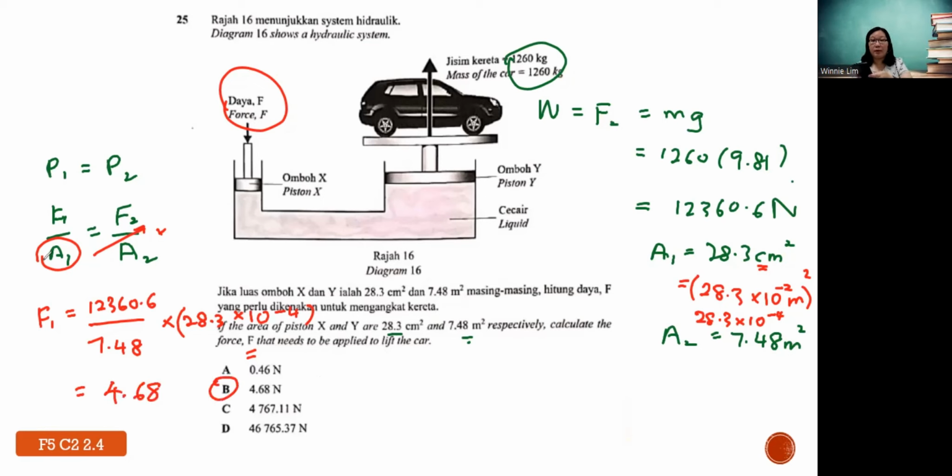Okay, try out again one more time. 12360.6. Okay, so this is how you get the answer. Be careful about the unit, because this question wants you to change the idea of mass into weight, and wants you to change the surface area.